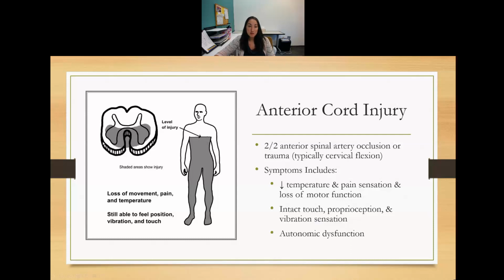So if the anterior cord is damaged, then they lose temperature, pain sensation, and motor function below that level. And then autonomic dysfunction, so kind of difficulty controlling heart rate, blood pressure, other things like that can be related and a common symptom with an anterior cord injury.